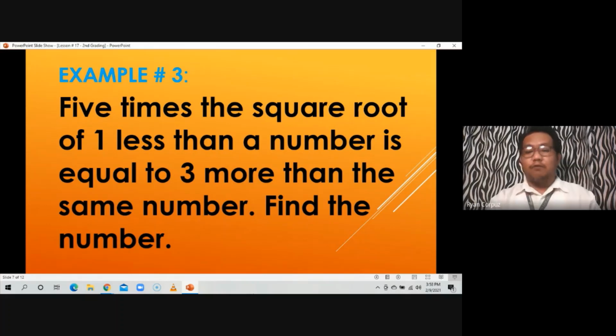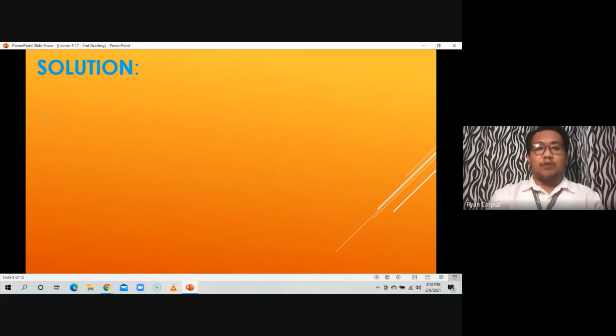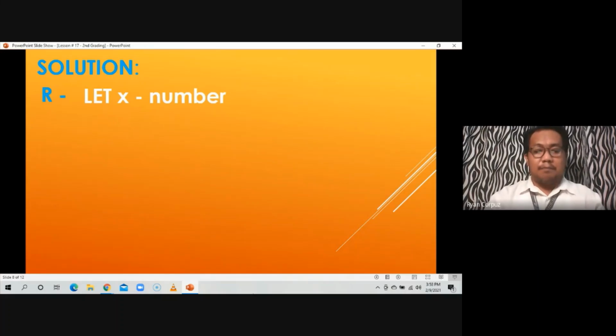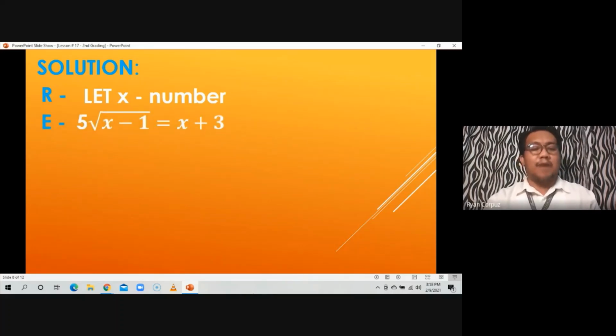So since we are looking for the number, the first thing we're going to do is to represent that number by means of a variable. Again, let's make use of x as the number. Then by going back to the problem itself, we are going to form the equation. The equation that we are going to form there is 5 times the square root of x minus 1 is equal to x plus 3.